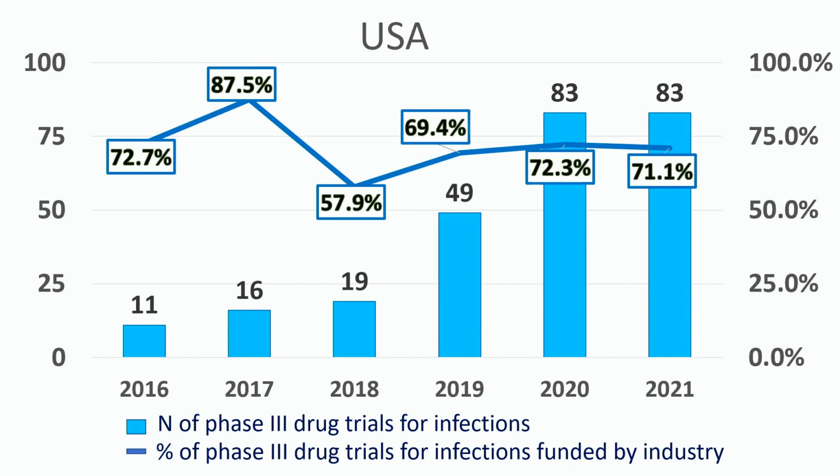So again, when you see these numbers, you have 11 in 2016, and you have 83 in the last 2 years. So large increase of number of phase 3 drug trials for antimicrobials. And regarding the percentage, again, you have now increase from 57 from 2018 to now 72, 71 in the last 2 years.